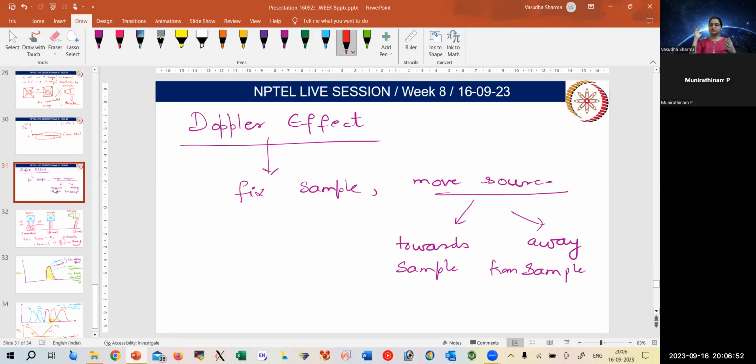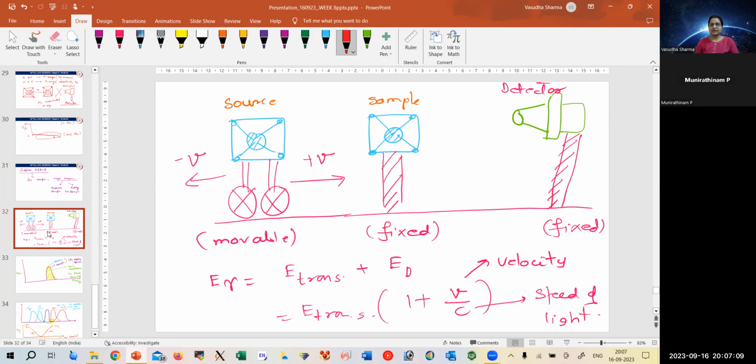If the source is moving towards the sample, that would be in addition to the velocity. And if it is moving away from the sample, there would be a lesser amount of energy felt by the sample. So energy is actually related to the velocity of the movement of your source. So this is the diagram that I made.